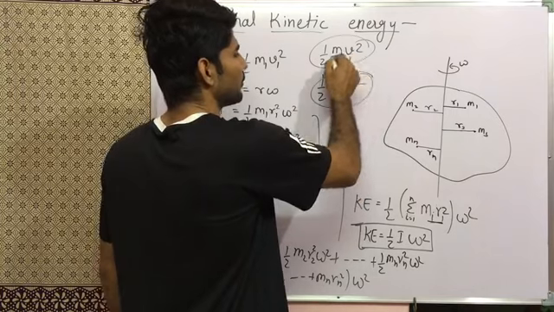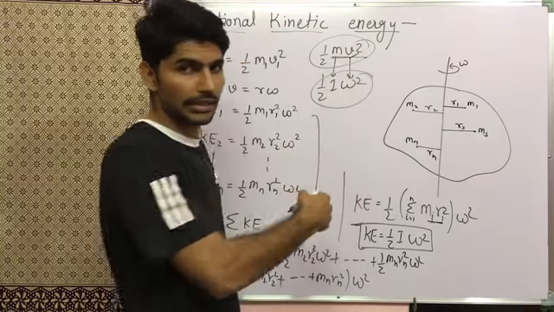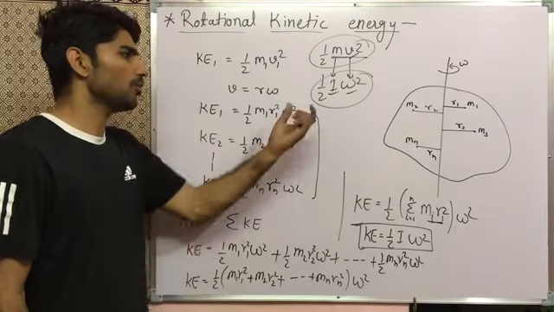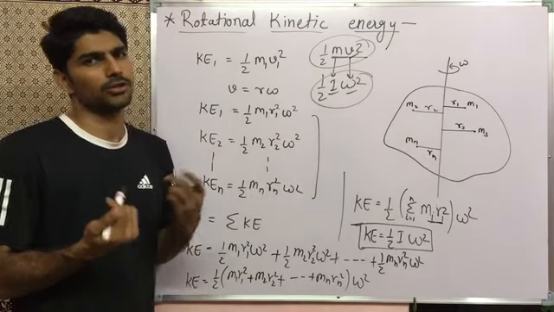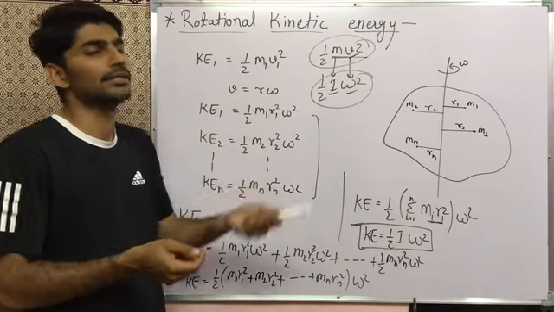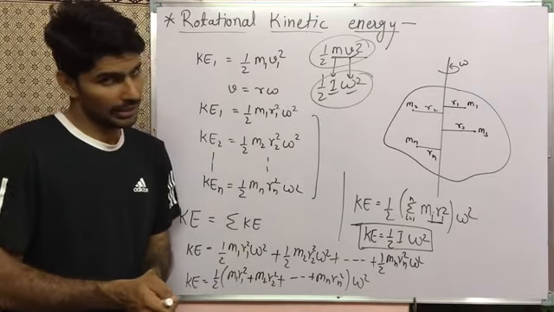In linear motion we have inertia and velocity. In rotational motion we have moment of inertia and angular velocity. So the formula for rotational kinetic energy in rotational motion is half I omega square, like the formula in linear motion.